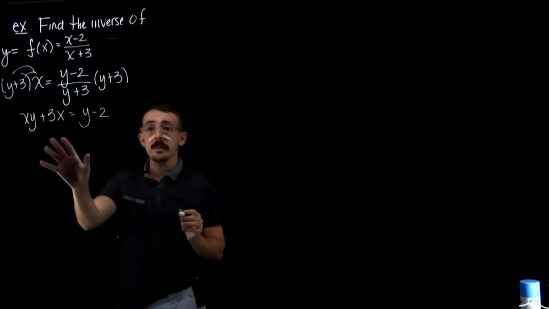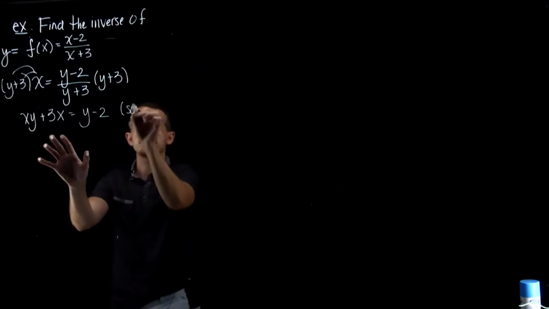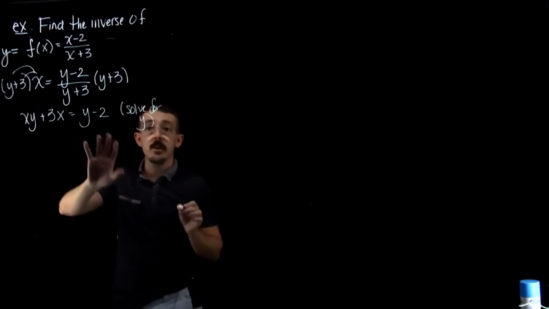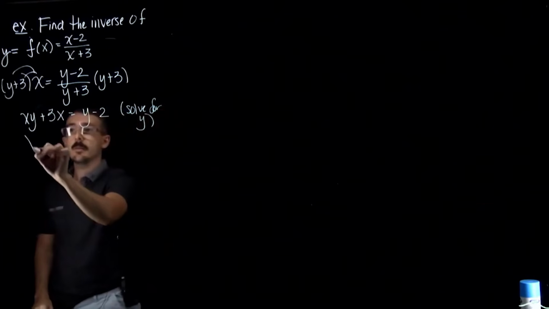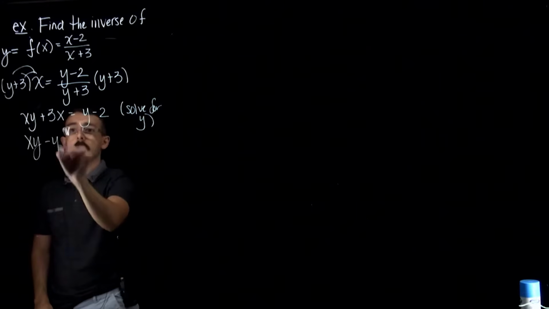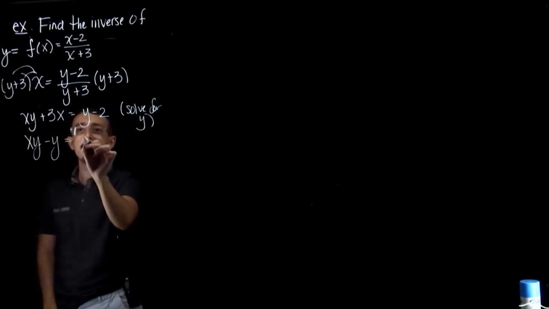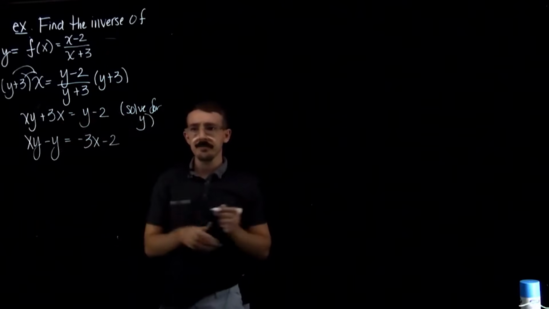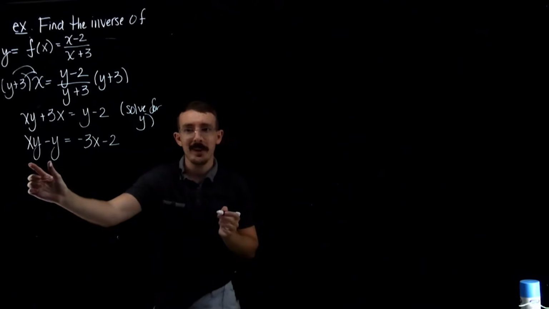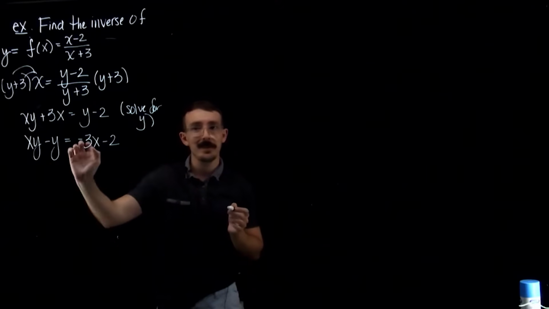Now remember, the goal is to solve for y again. To do that, I should get all my y's on one side. So let's move this y to the left side. And we'll get xy minus y equals negative 3x minus 2. So I've moved the non-y term to the right side. Do you remember what you can do here now? They both have a y, so we're going to factor.